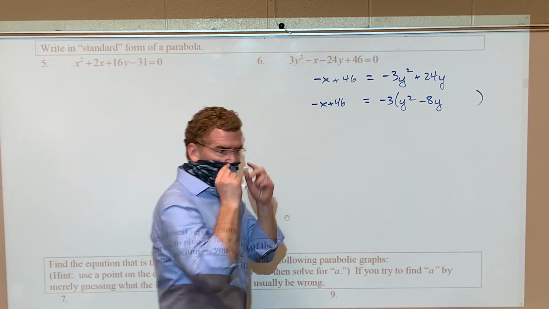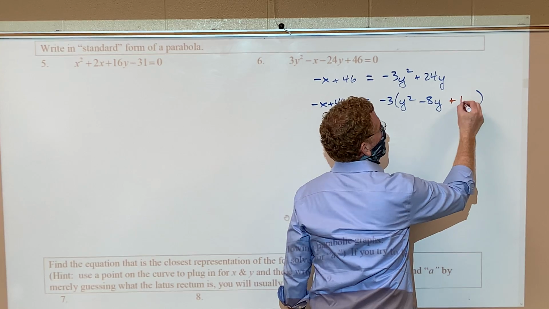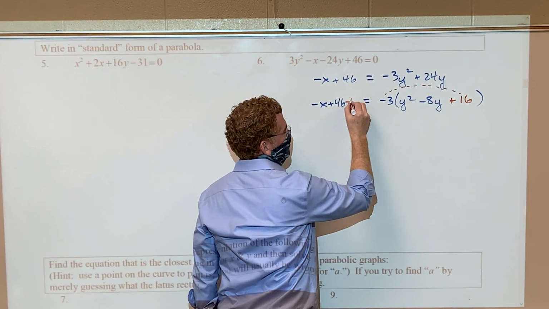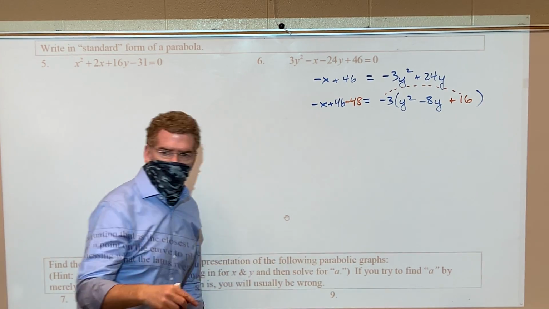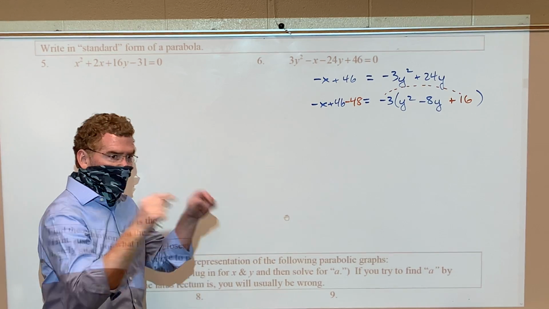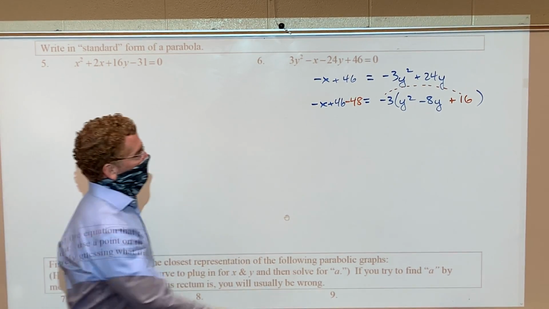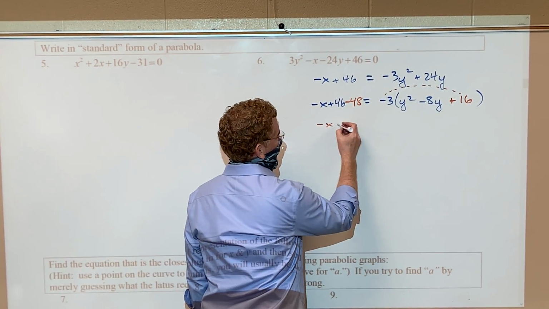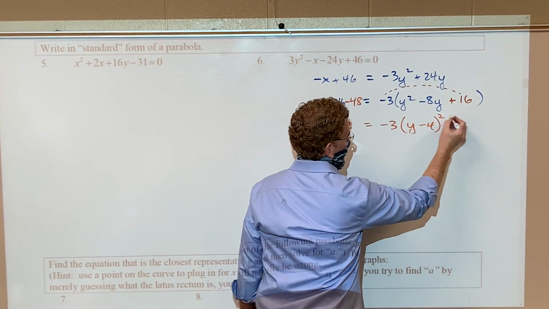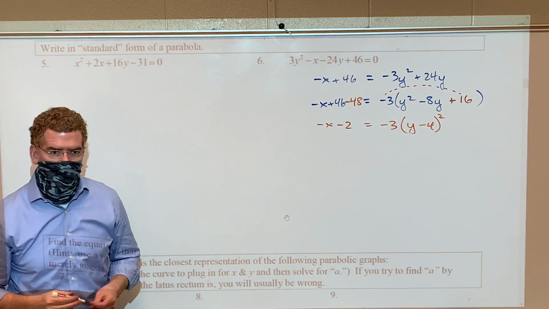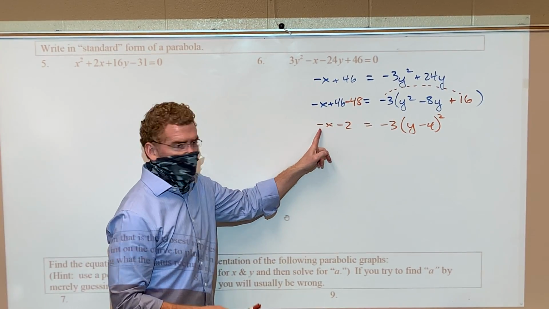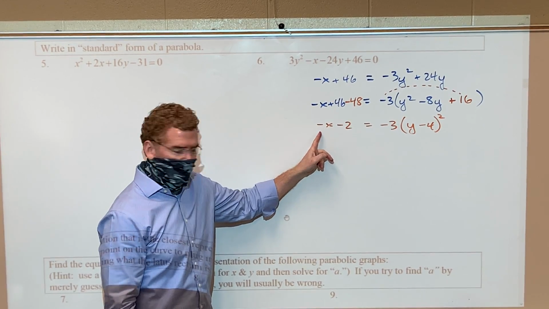So half of it squared is 16, but I didn't add 16 to that side. What did I add? 48. A negative 48. Be really careful about all the signs involved, right? Negative 3 times 16 is negative 48. That's what really was added. And then I end up with negative x minus 2, negative 3, and then when you factor this, y minus 4 squared. Am I finished? No, you have to flip it, right? So if I'm not finished, because there's a coefficient of x and there's not supposed to be, how would I get rid of a negative 1?